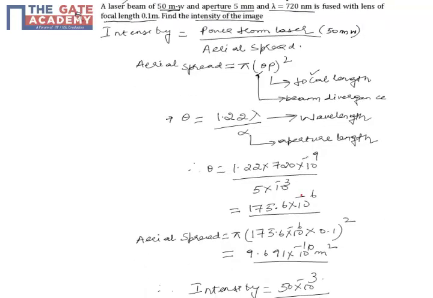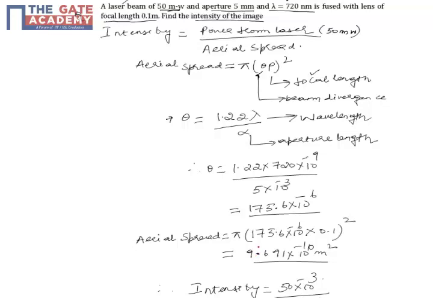So now we know the divergence, we can calculate the aerial spread, which is nothing but pi (175.6, which is the divergence calculated here, times p), where p is the focal length, which is given as 0.1 meters. So the aerial spread after computing comes out as 9.691 into 10 to the power minus 10 meter square.